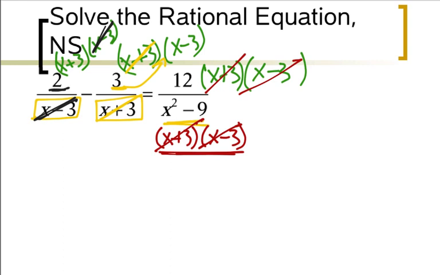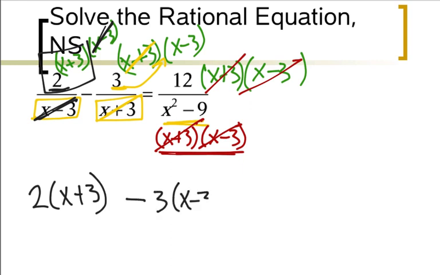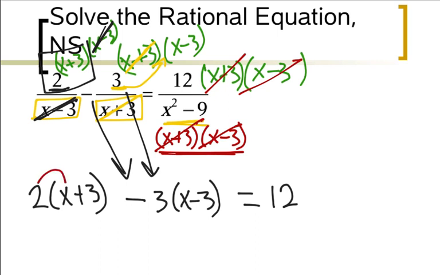And so now I'm just left with 2 times the x plus 3. So I'll write that, 2 times x plus 3 minus 3 times x minus 3 from the second fraction, and the minus sign, don't lose that, equals just the 12. The denominator on the last fraction all canceled out. So you can see I have no more fractions to play with. All I have to do is distribute the 2.